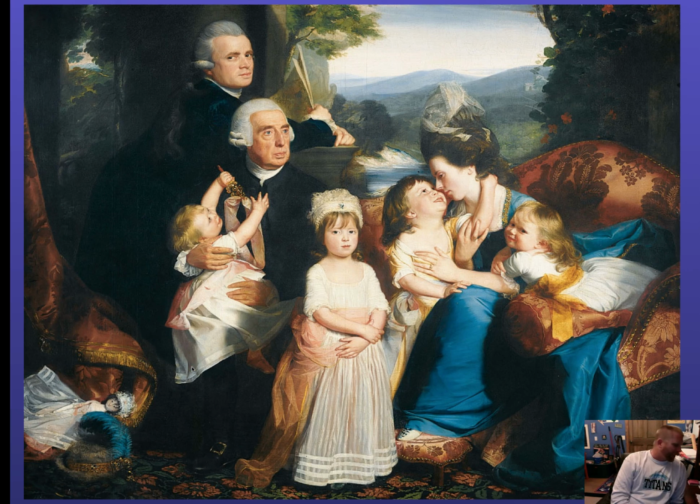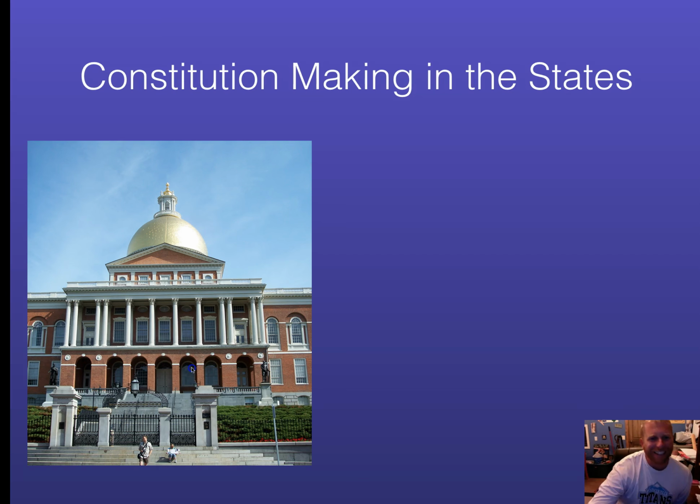Another painting from the American Pageant book. Although the father, he looks like he realized he had too many kids. He's a little stressed out, I think.